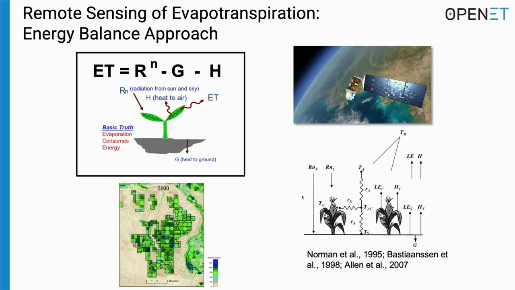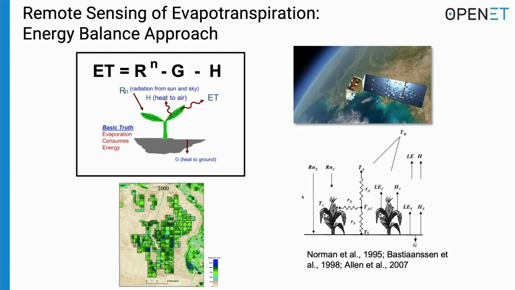It can be reflected back out to space. And so the difference between what's coming in and what's reflected is the net radiation, the RN. It can go to heat the ground surface, that's the G, the ground heat flux, or it can heat the air, and that's the sensible heat flux, that H term. And what's left has got to be the latent energy flux, the amount of energy that's being consumed by evapotranspiration.